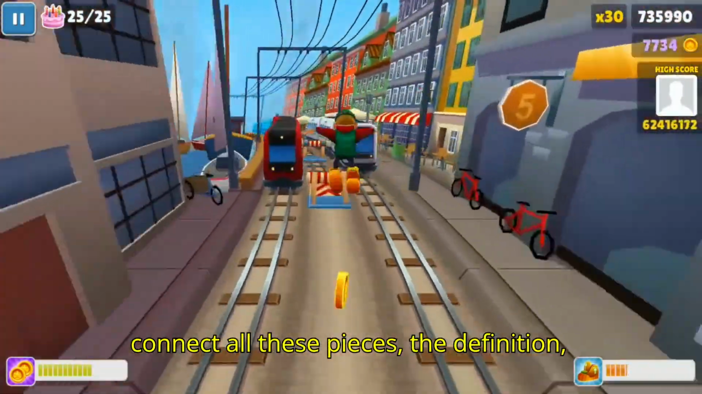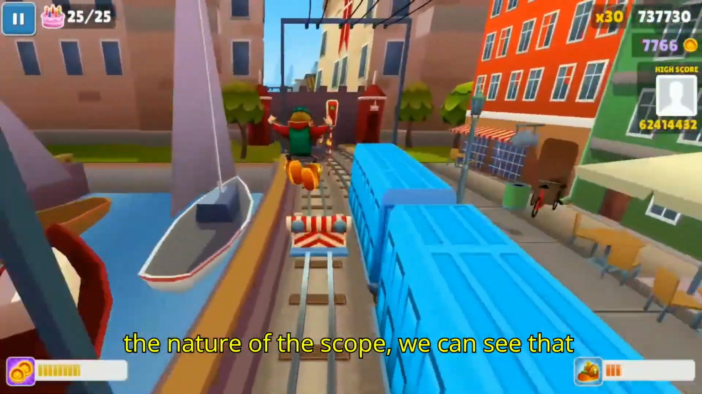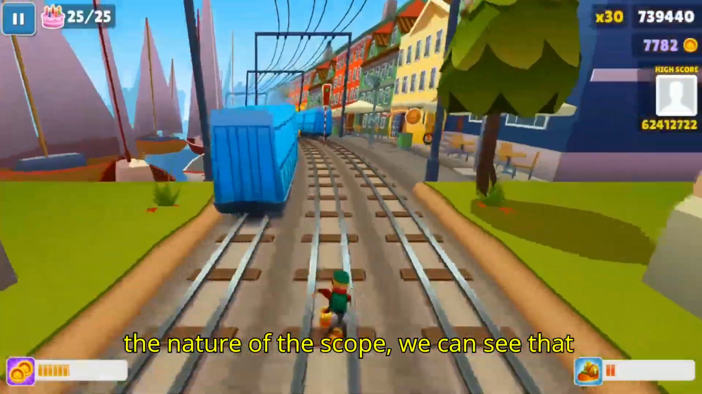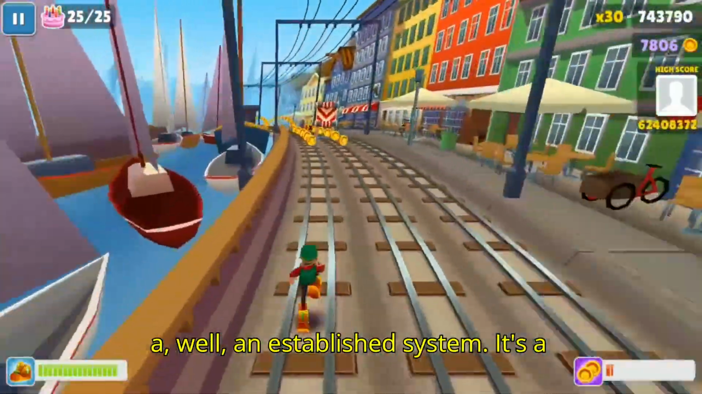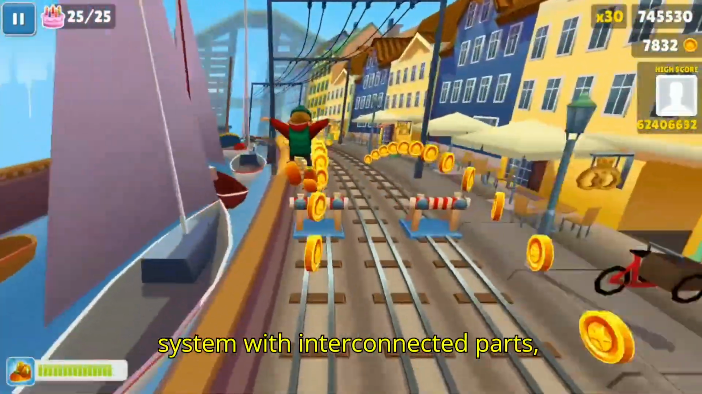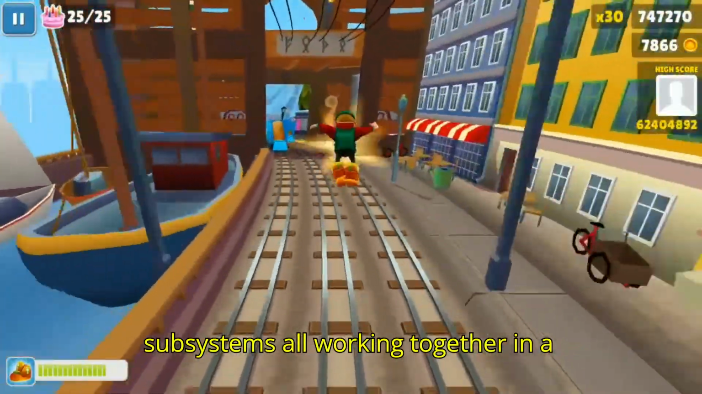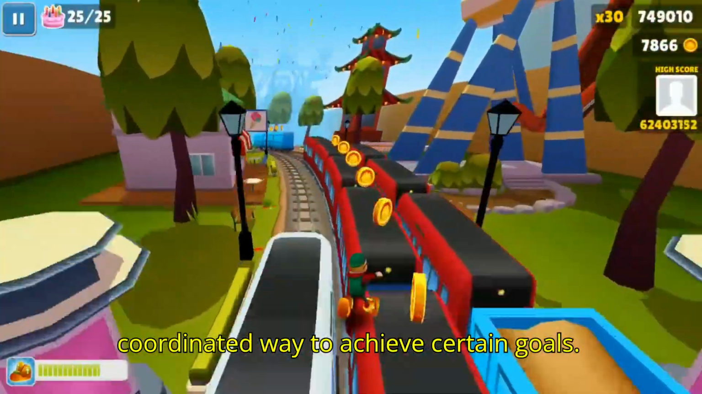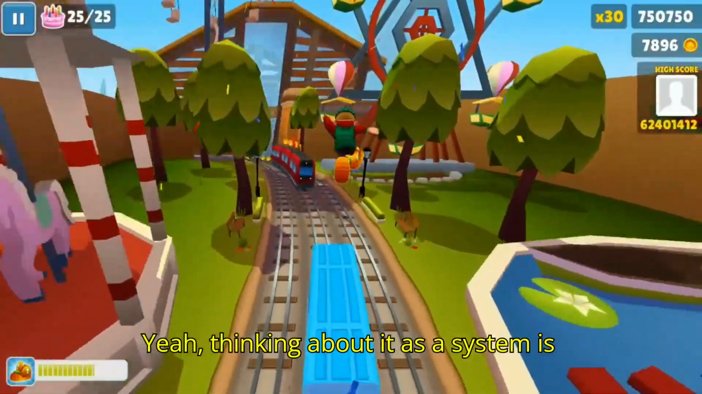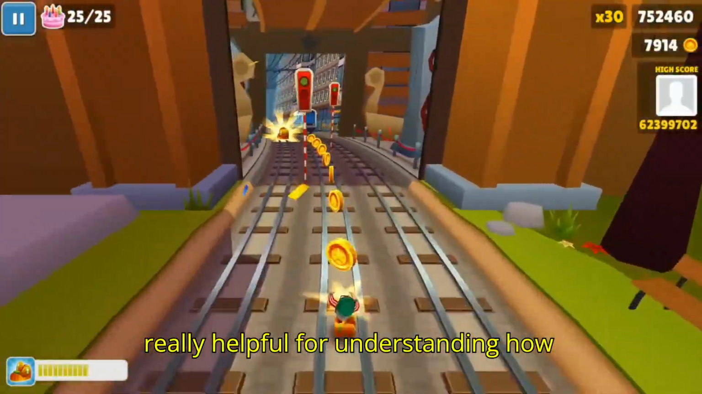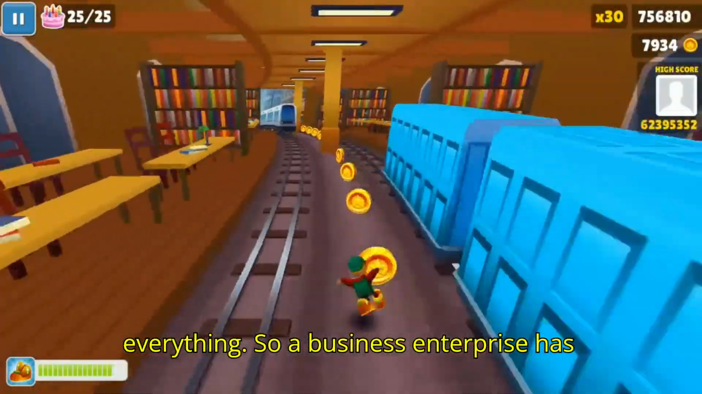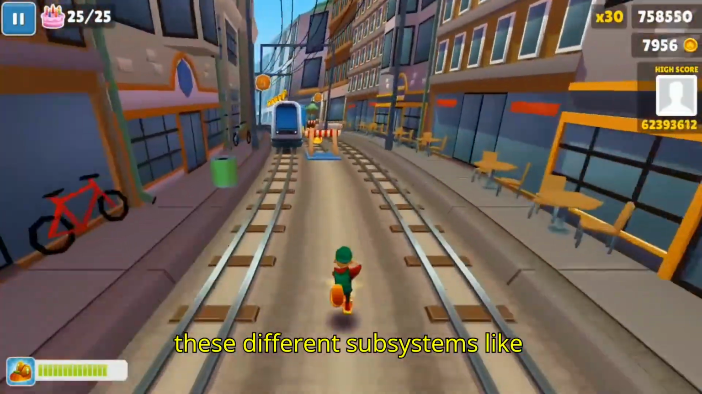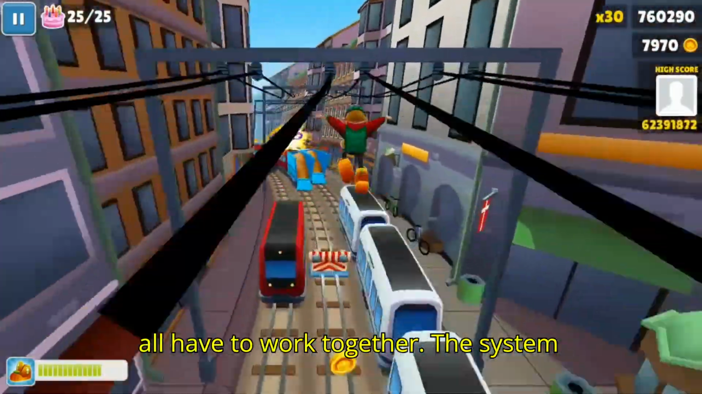Now, if we step back and connect all these pieces, the definition, the nature, the scope, we can see that business isn't just a random collection of activities. It operates much more like an established system. It's a system with interconnected parts, subsystems, all working together in a coordinated way to achieve certain goals. Yeah, thinking about it as a system is really helpful for understanding how managers have to think, right? How they allocate resources and coordinate everything. So a business enterprise has these different subsystems like production, marketing, finance, and they all have to work together.